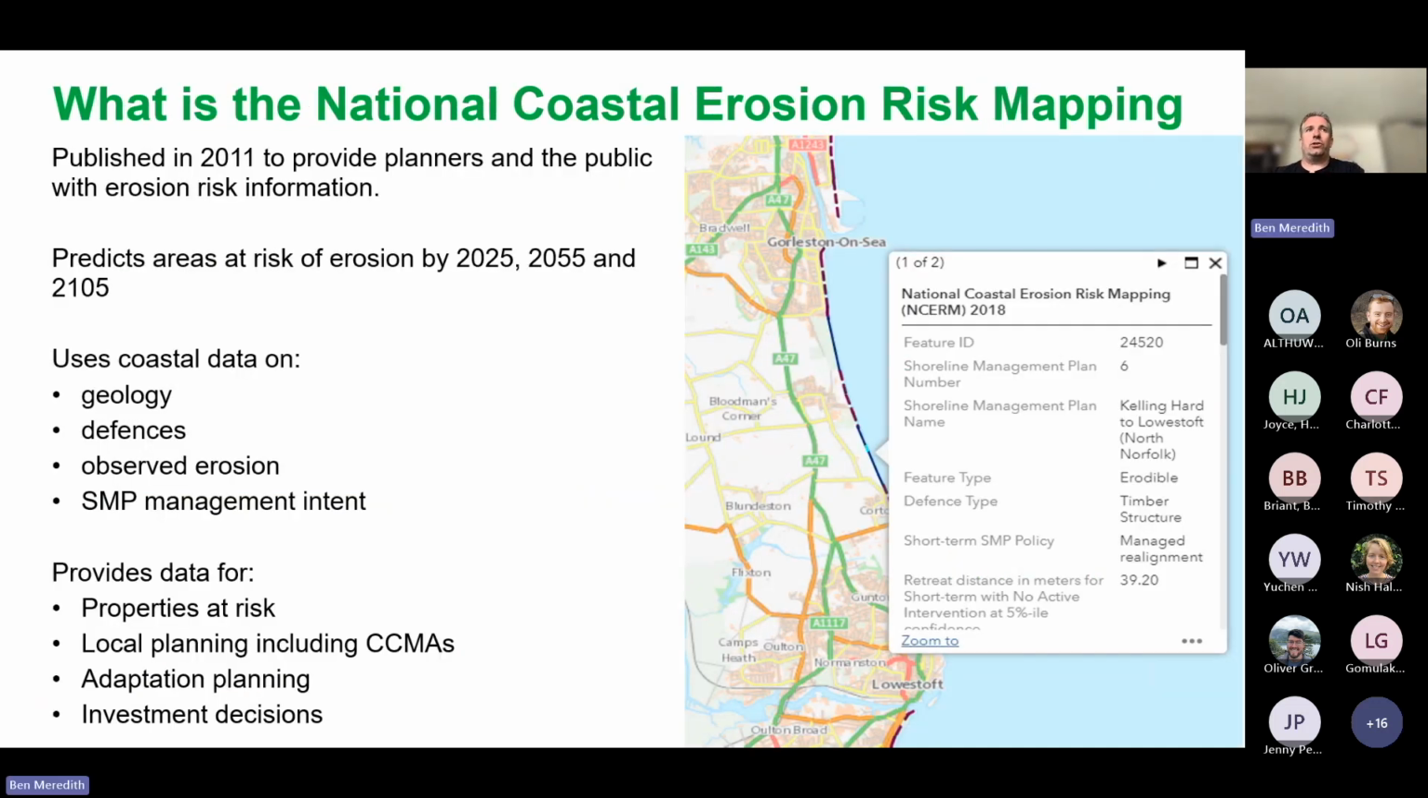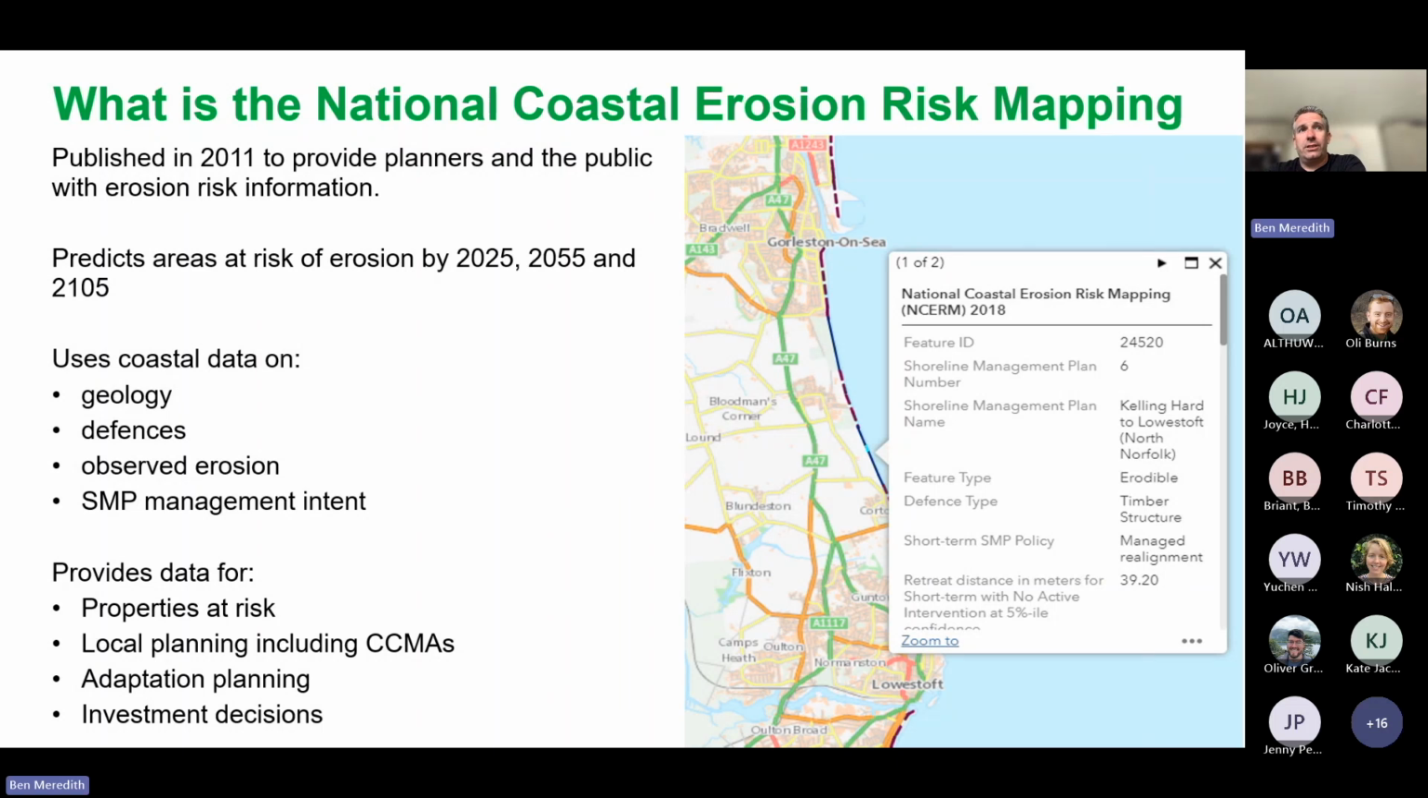I do want to take a quick look at the basics of what NCERM is. So it was developed originally between 2006 and 2012 in order to provide planners and the public with an easy to use tool to show erosion risk for England and Wales. It provides predictions of erosion distances around the coast, for set time periods that are defined in the shoreline management plans. It uses a whole range of data sources, which include geology, observed historic erosion, coastal defences, the shoreline management plans themselves, and local authority information as well.